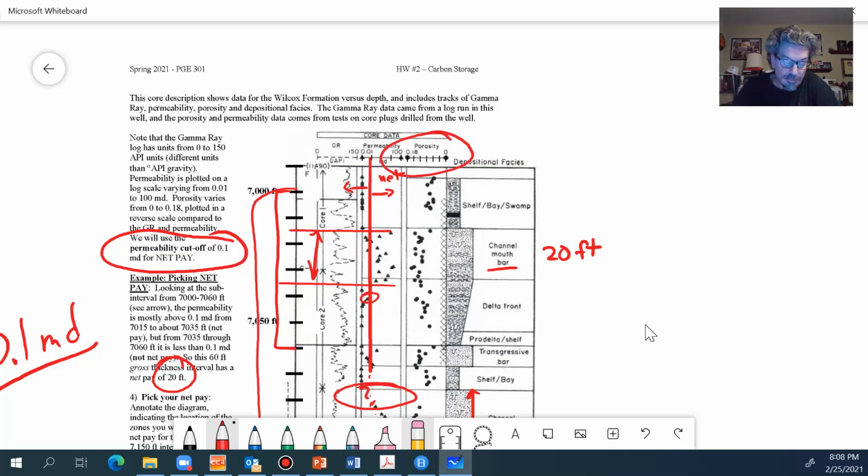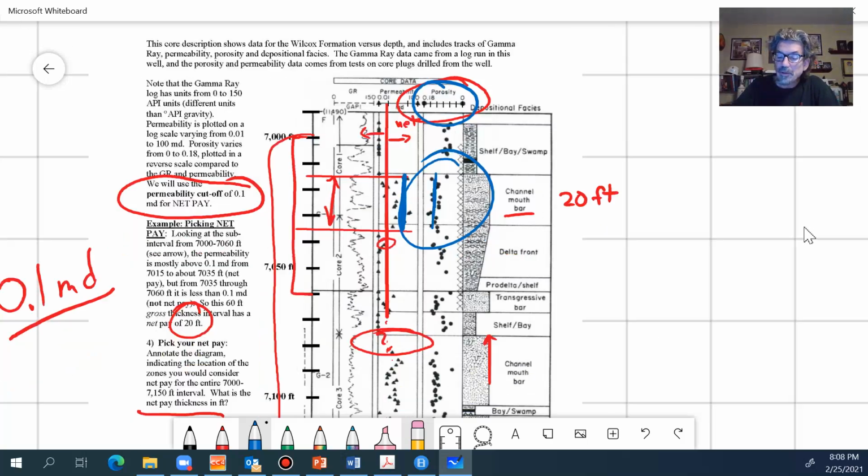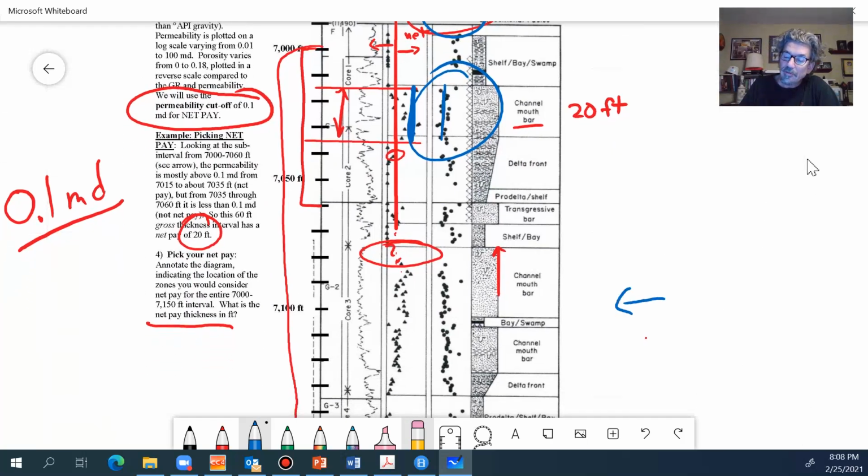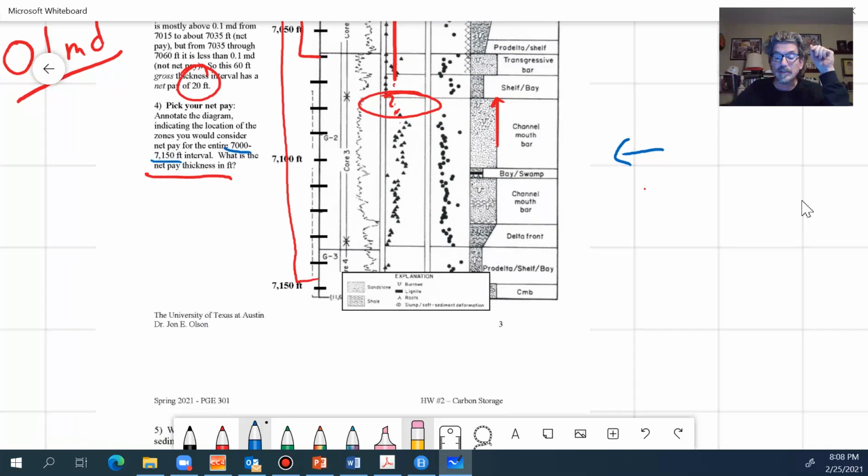And so here we have, I'll use a different color here. Here's my net pay zone. This is the porosity data. And so what I'm going to do is just draw a line that's about the average, okay? And then you want to read up on this scale what that value of porosity is. And you'll do similarly down here, okay? And all the way down from 7,000 feet to 7,150 feet. How much of that gross thickness is net pay?